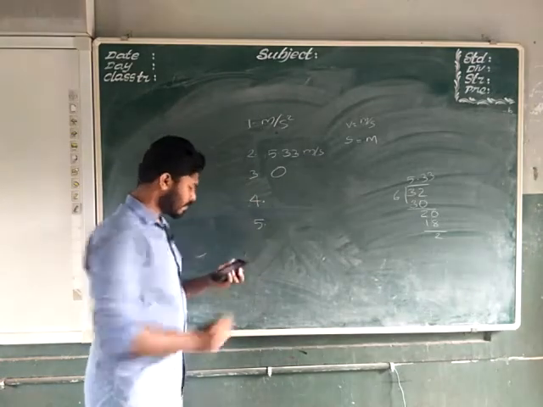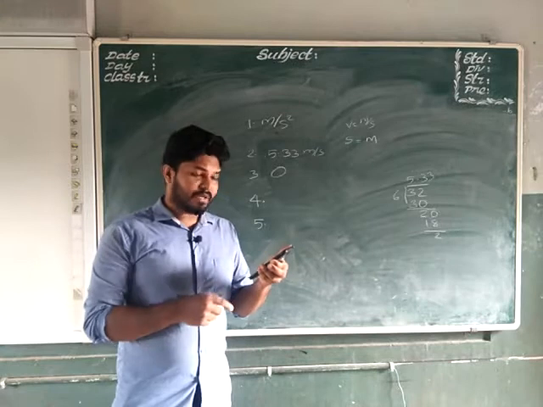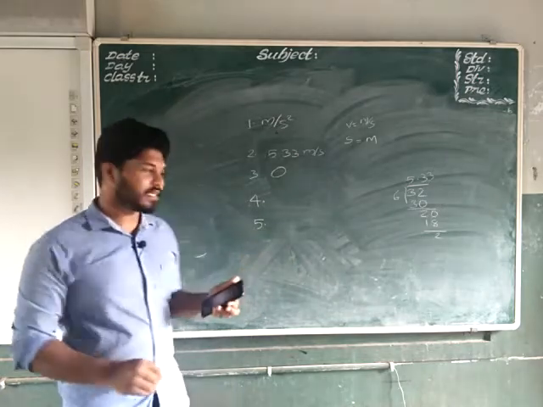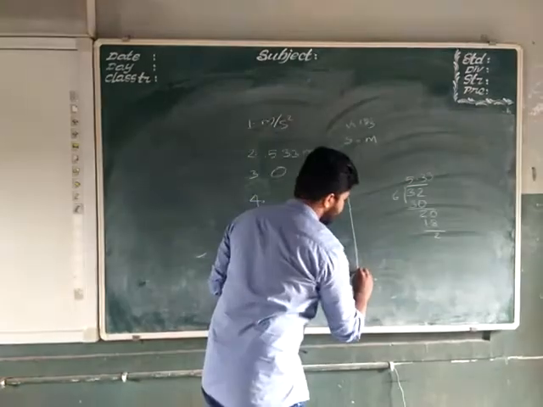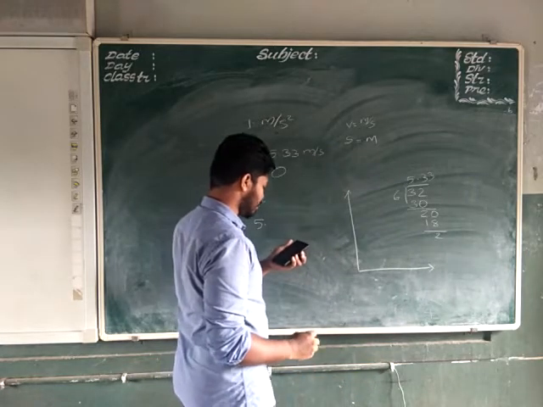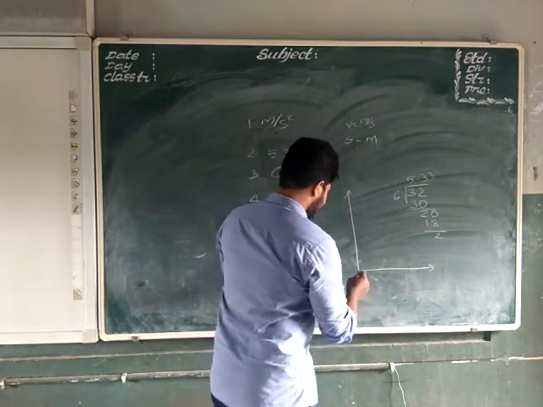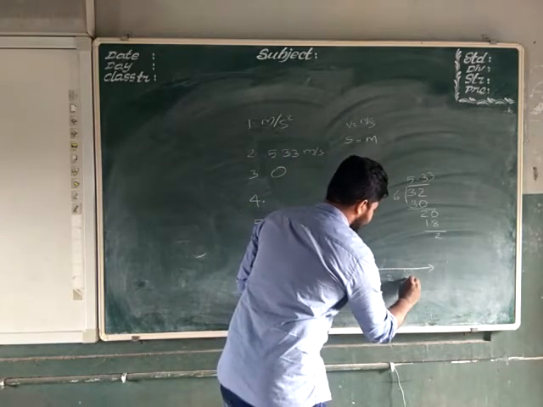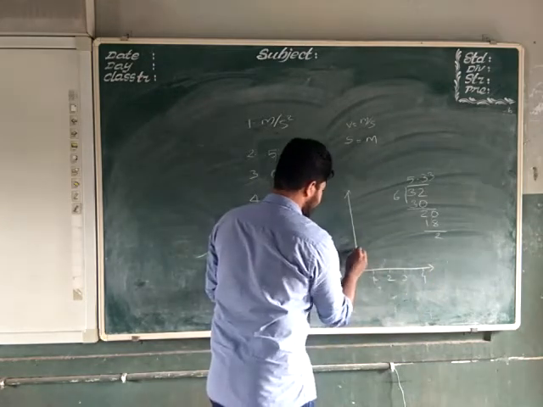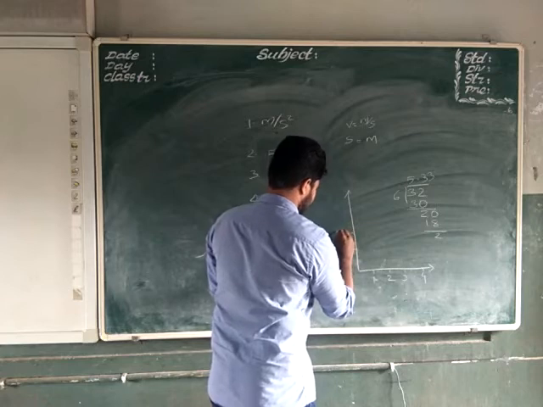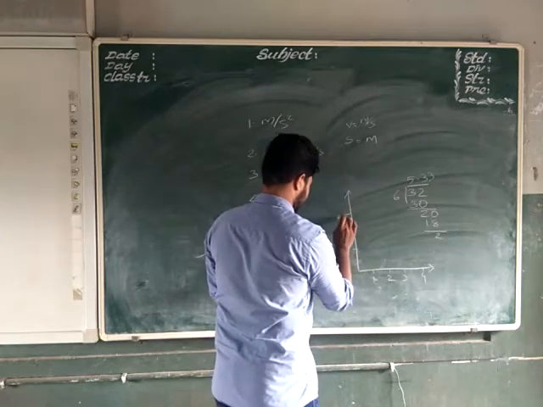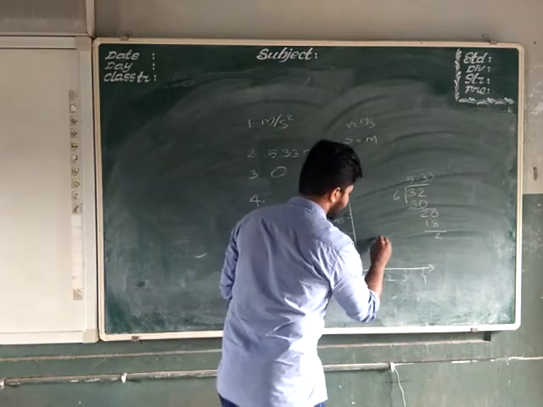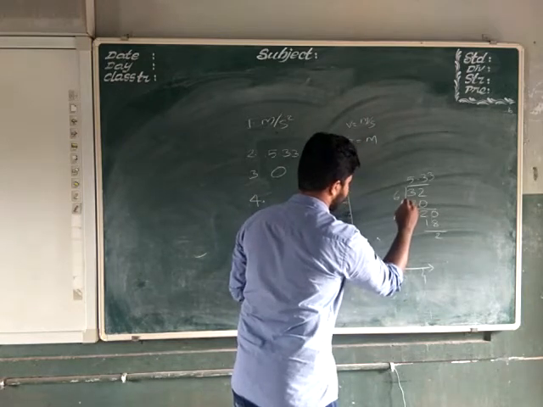Fifth question. Using the data given below, draw the distance time graph. So the data is given here, you have to draw the distance time graph. Using this data, see, it is given that for time it is 1, 2, 3, 4. And here the distance is 15, 30, 45, 60. So this is the graph here, the last point here.